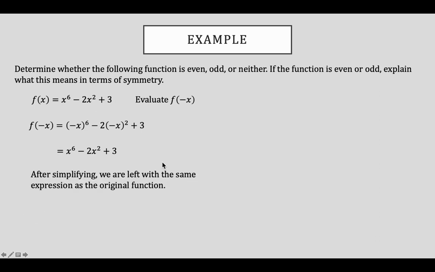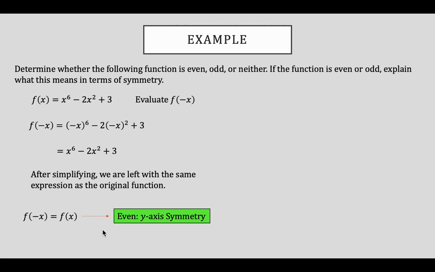In other words, evaluating f of negative x, plugging in a negative x, resulted in the exact same thing as if we were to evaluate f of x. It resulted in the exact same thing as the original function. If we end up with the exact same thing as the original, this means that our function is even, and that means it has y-axis symmetry.